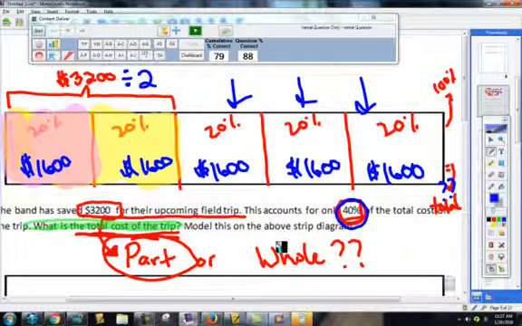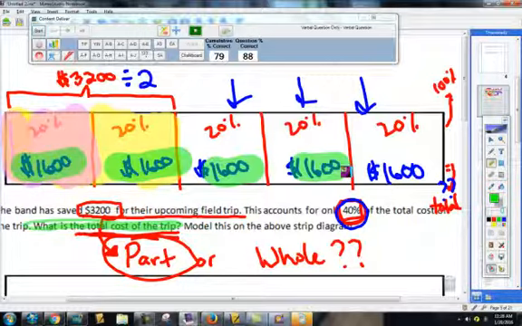Now can I figure out the total cost of this trip? Sure. I know that it's 1,600, 1,600, 1,600, 1,600, 1,600. Added together would give us 8,000. $8,000. Is that right? Yeah. $8,000. Does everybody understand that?